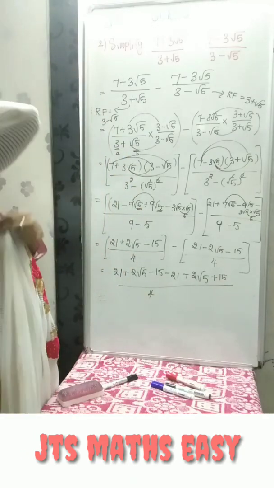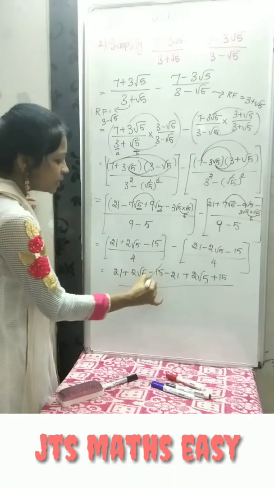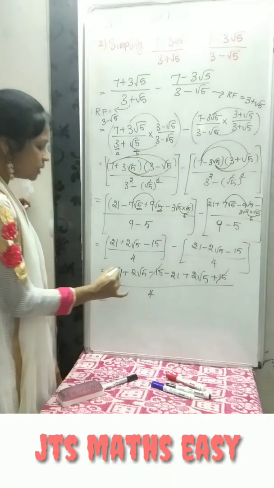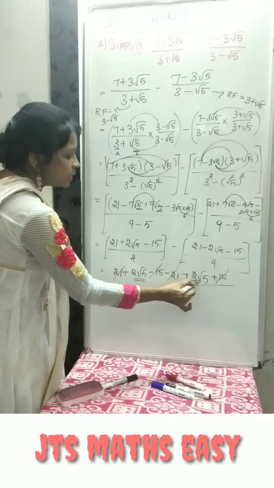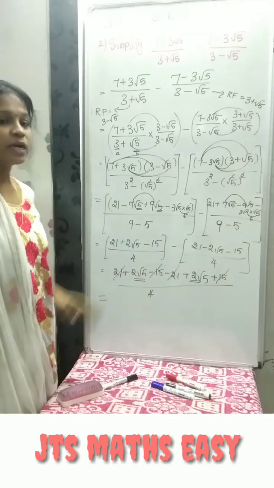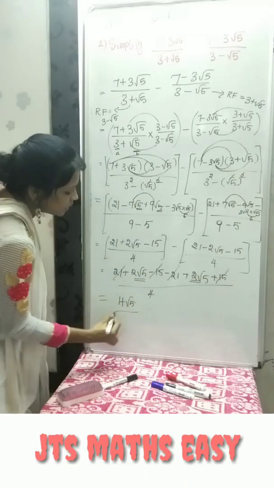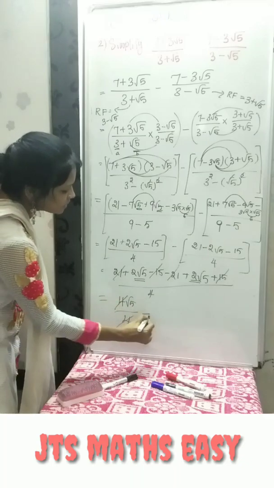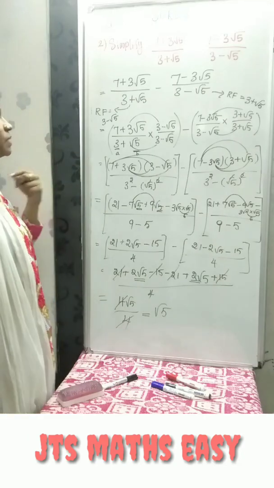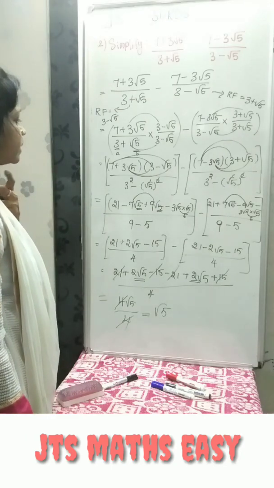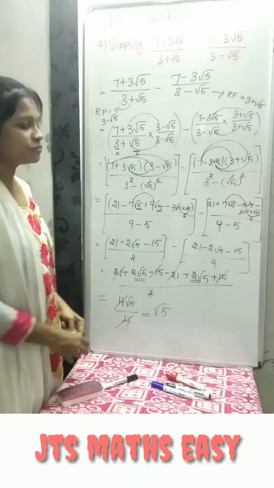Is it okay? And next, just look at whether any terms get cancelled or not. Minus 15 plus 15 get cancelled. Plus 21 minus 21 get cancelled. So we have only two similar terms, 2 root 5 and 2 root 5. If you add both, it becomes 4 root 5. So 4 root 5 divided by 4, the 4 gets cancelled. So your answer is root 5. Okay, so we have simplified and arrived at the answer like this. Root 5 is your answer for this problem.